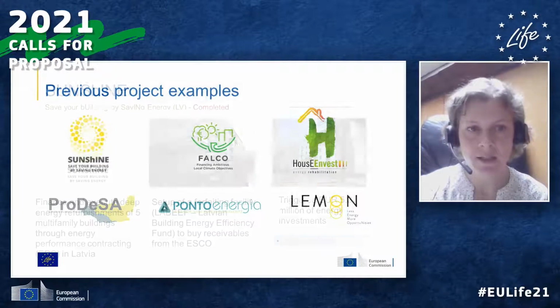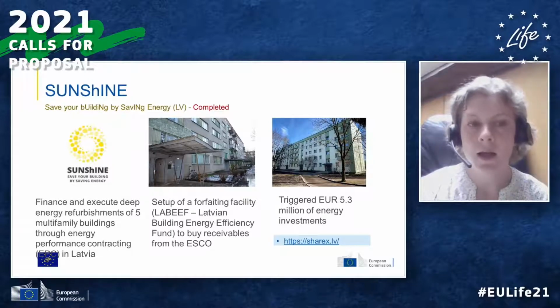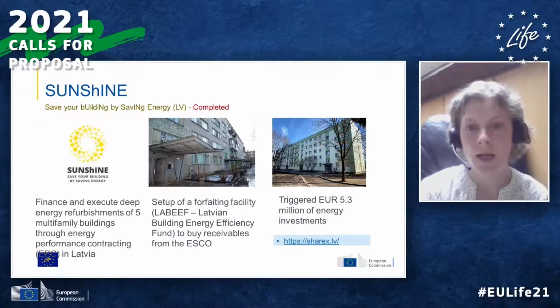And to give you a better idea of these projects, I selected the completed project Sunshine in Latvia. It implemented deep renovations of multifamily buildings through energy performance contracts. And in terms of the financial scheme, it set up a forfeiting facility called LABIF to buy receivables from the energy service company in order to help the ESCO to refinance itself and be able to implement more projects. The project triggered 5.3 million euros of energy-related investments, and the forfeiting facility has been taken up and is currently replicated in Poland and in other countries.